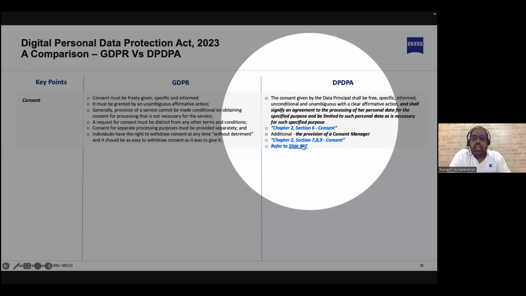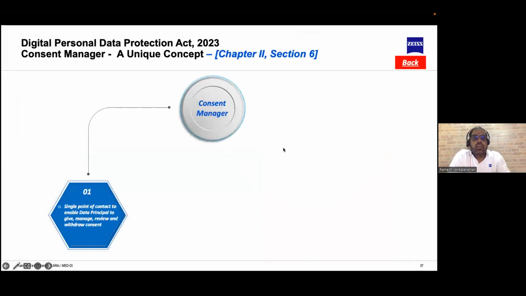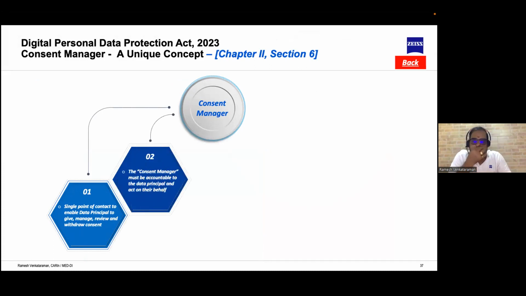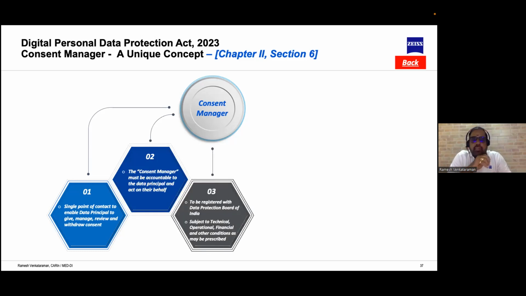Now, we all know, right? Consent. As I said, we have a consent manager concept, a unique, single point of contact to enable the data principal to give, manage, review. The consent manager must be accountable to whom? To me, the data principal, and he should take care of my interests. He or she has to be registered with the Data Protection Board, and they are subject to technical, operational, financial, and other conditions which might be notified later.